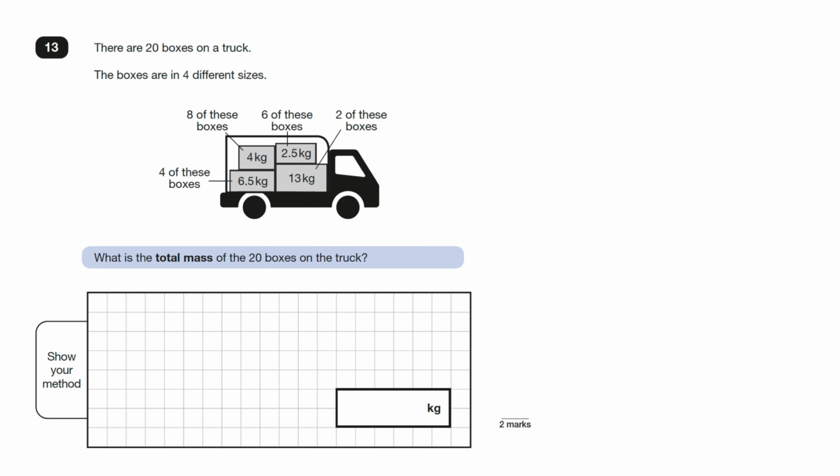So again, I'll be just making lots of notes and going, right, well, this one is basically saying 2 times 13. So I've got 2 times 13. So I know that's 26 kilograms. So that's that one done. 6 times 2.5. So I've got 6 times 2.5.